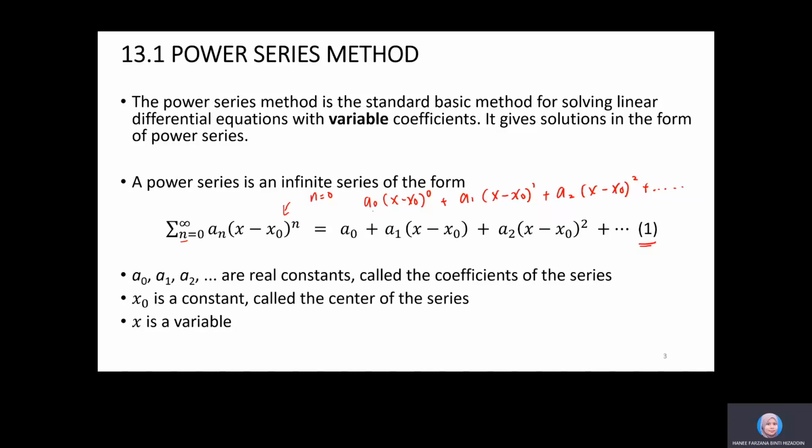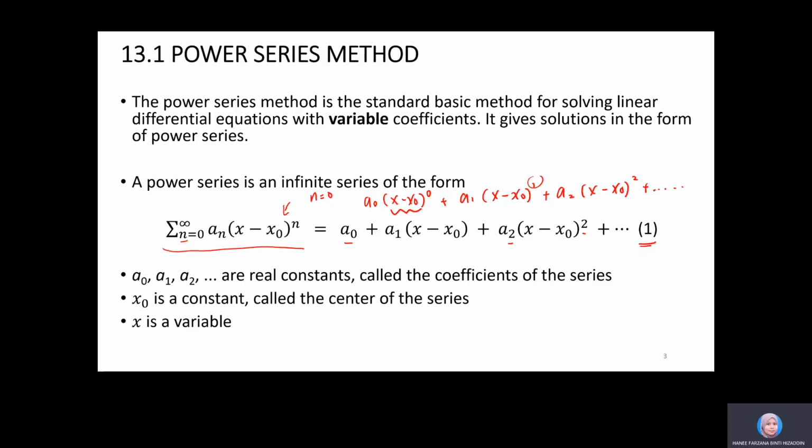You can simplify this, because this whole term here is equal to 1, since everything to the power of 0 is equal to 1. So you will just have a naught, plus a1 times (x minus x naught) because it's to the power of 1, plus a2 and so on and so on. And look at the powers. This is the expansion of the infinite series formula.